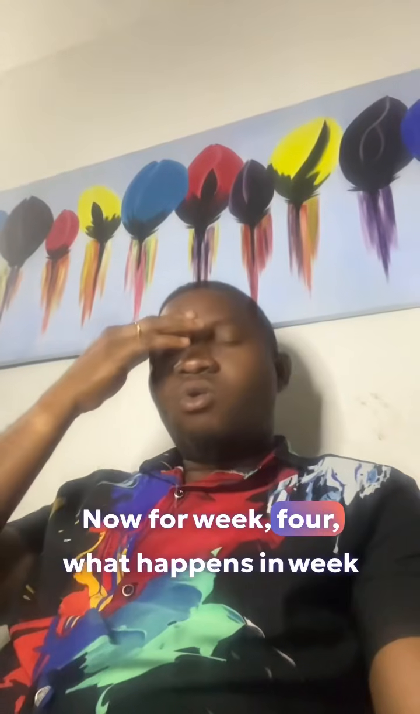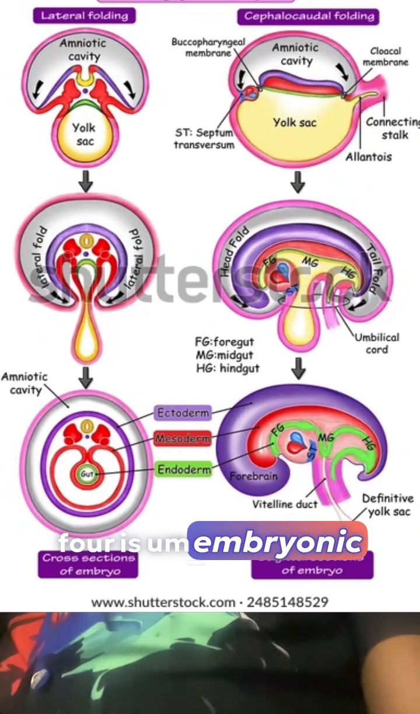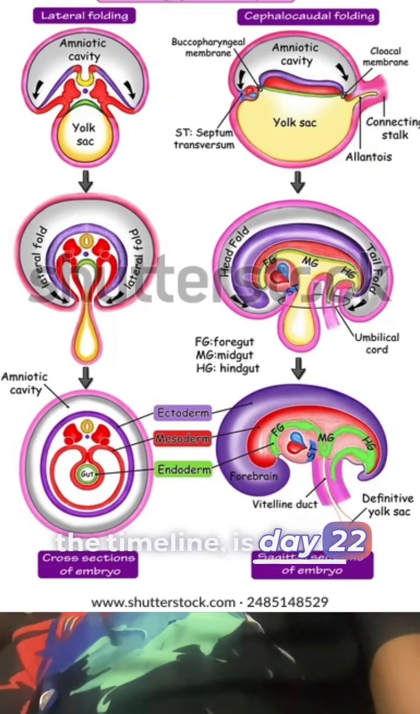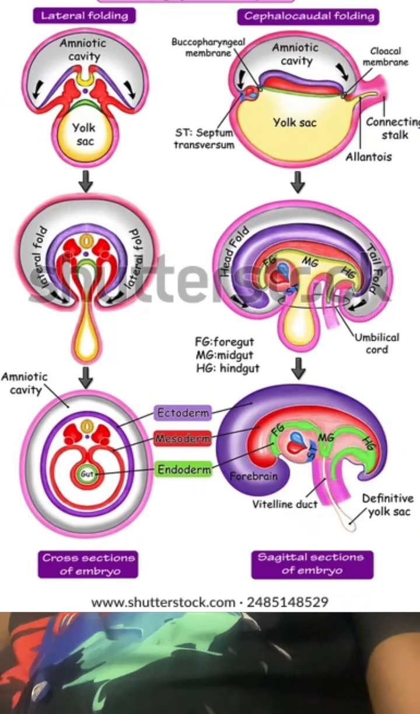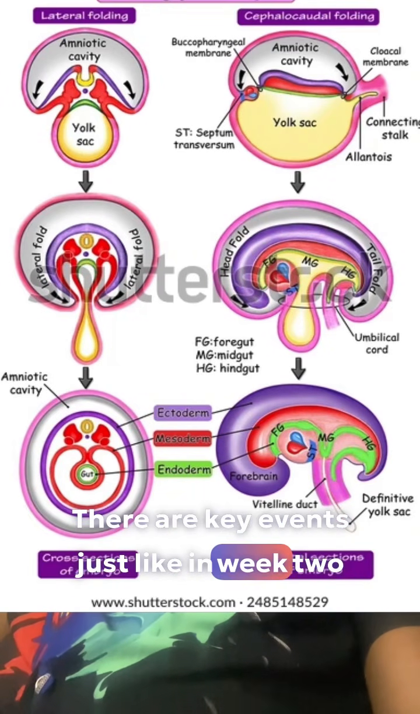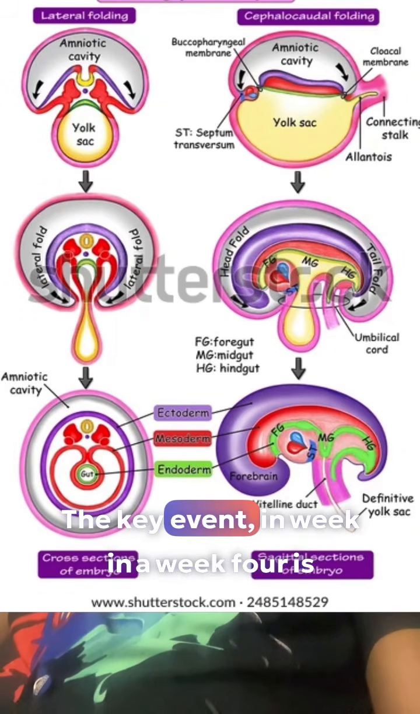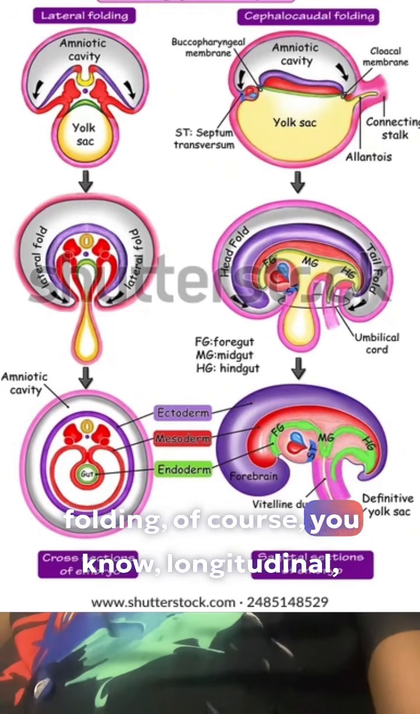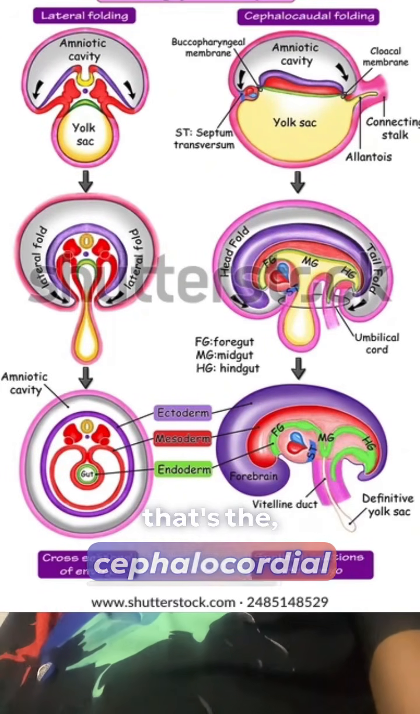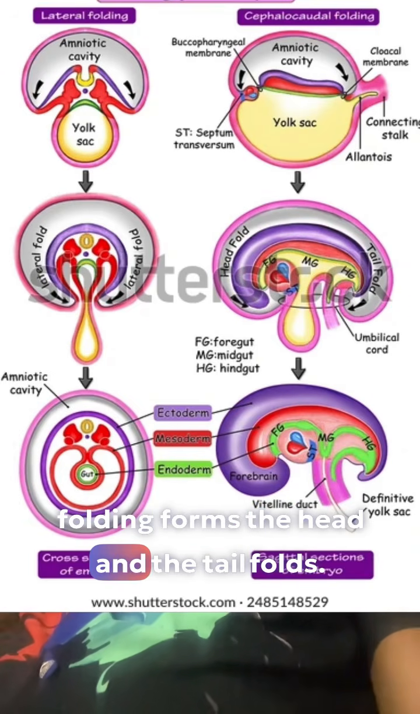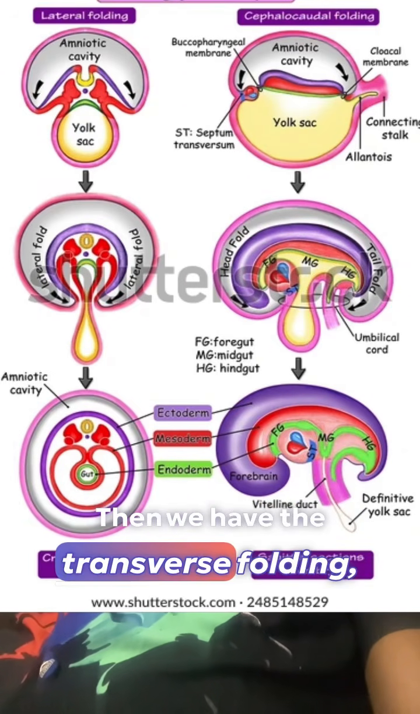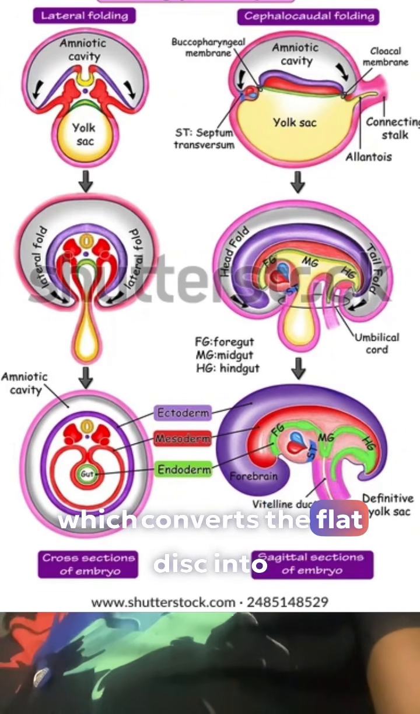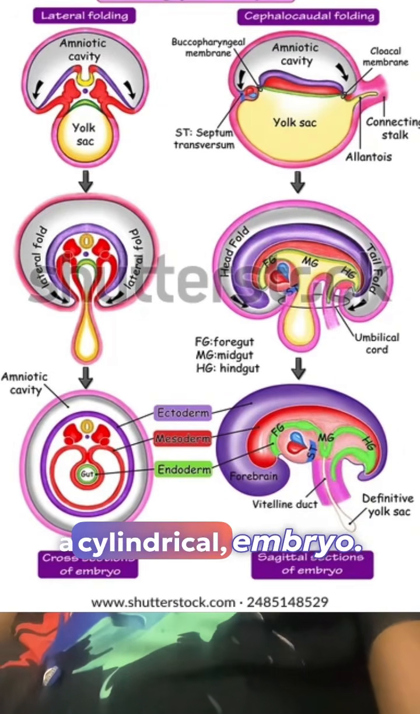Now, what happens in week 4 is embryonic folding and early organogenesis, and the timeline is day 22 to day 28. The key event in week 4 is embryonic folding. Longitudinal, that's the cephalocaudal folding, forms the head and the tail folds.